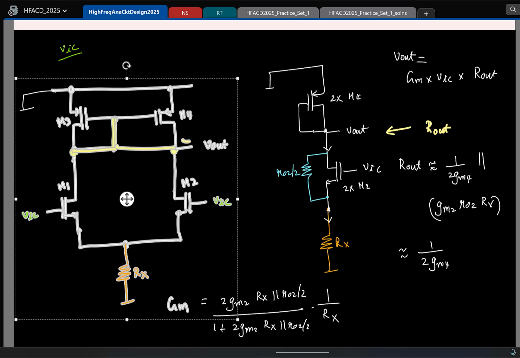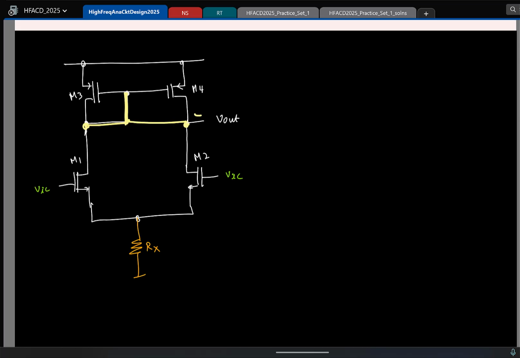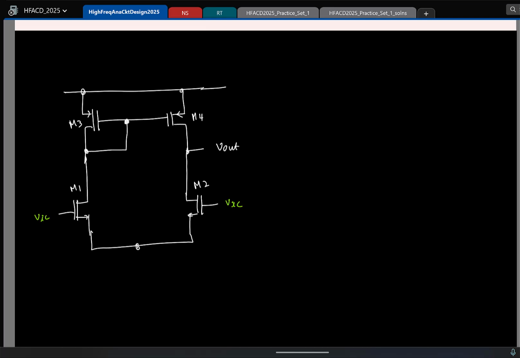So one thing should be clear: only for common mode can I bring out the symmetry in the circuit. For differential mode it will not be, so you can't do any simplification. But let's make some approximations to make our life simpler. This is the same circuit. Incrementally the drain is short. I am looking at differential mode input V1 minus V2. On one side I apply plus VID by 2, on the other side I apply minus VID by 2.